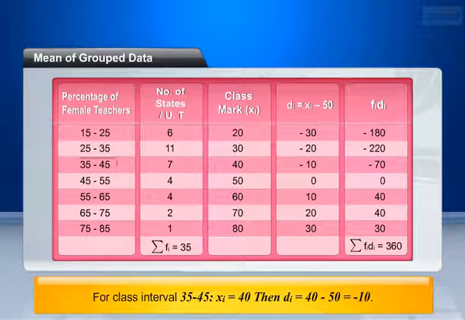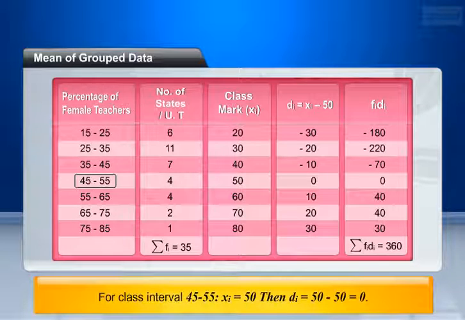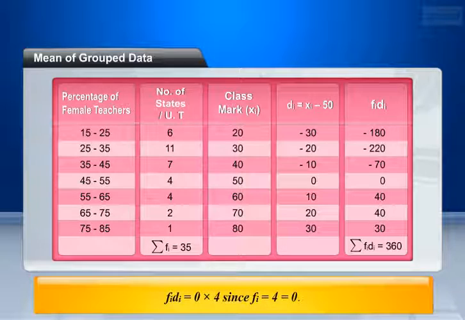For class interval 35 to 45, xi equals 40. Then di equals 40 minus 50, which is minus 10. Now fi di equals minus 10 into 7, since fi equals 7. This is equal to minus 70. For class interval 45 to 55, xi equals 50. Then di equals 50 minus 50, which is 0. Now fi di equals 0 into 4, since fi equals 4. This is equal to 0.